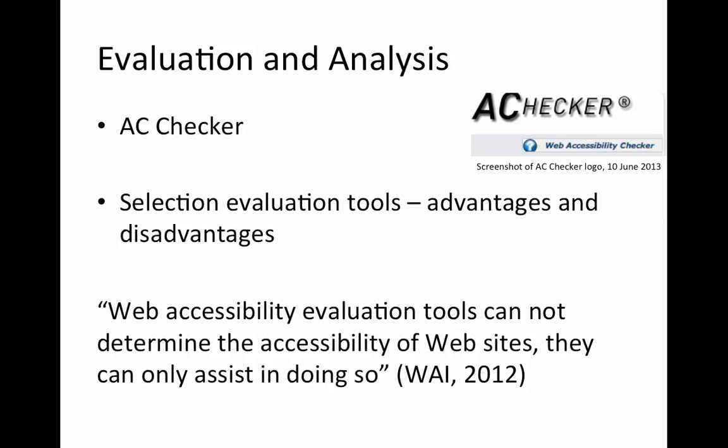The key point the WAI makes is that web accessibility evaluation tools cannot determine the accessibility of websites, they can only assist in doing so. Therefore, it seems that while evaluation tools can give a fairly clear indication of accessibility problems, accessibility compliance cannot simply be solved by relying on online tools such as AC Checker.